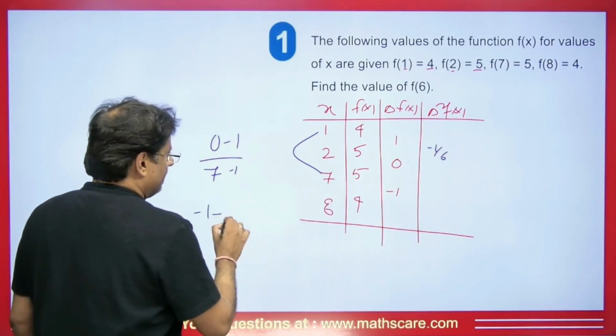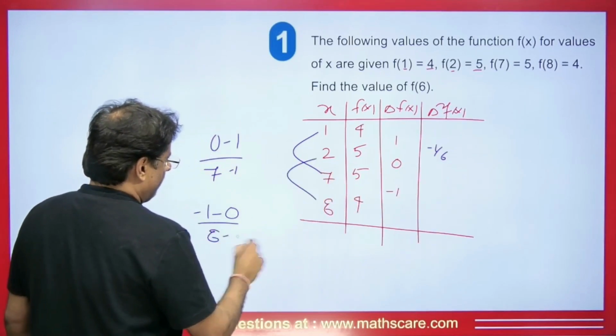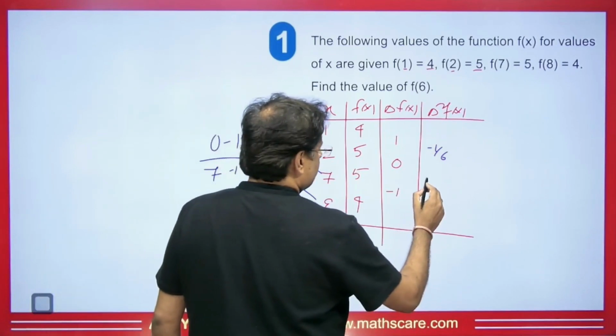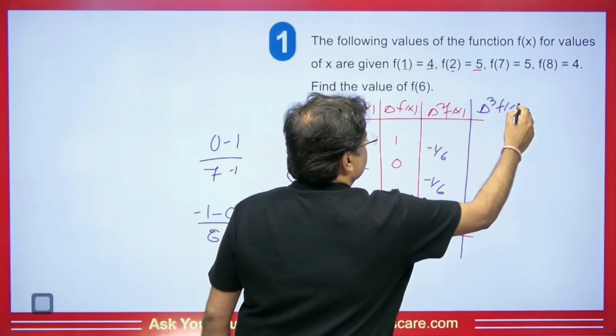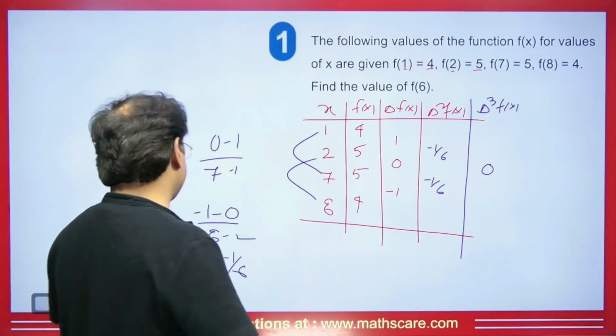Like this, if we talk about it, then minus 1 minus 0, divided by this difference here, that is 8 minus 2. So this will be minus 1 by 6 here. Here what do we have? We have minus 1 by 6. In this way, when we discuss del cube fx, here this minus this will become 0 anyways. It does not have any meaning.